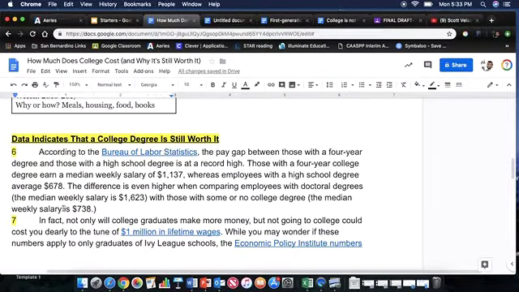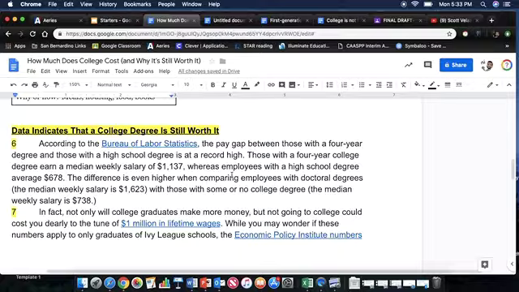This says data indicates that a college degree is still worth it. So, with that saying, that there's information that shows that even though it's expensive, it's still worth going to college. So, let's see what it says.